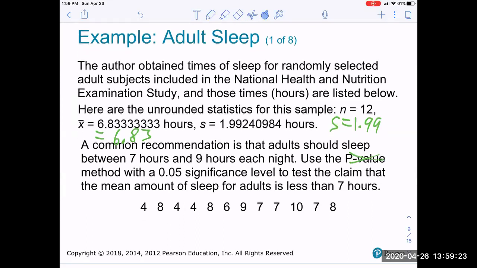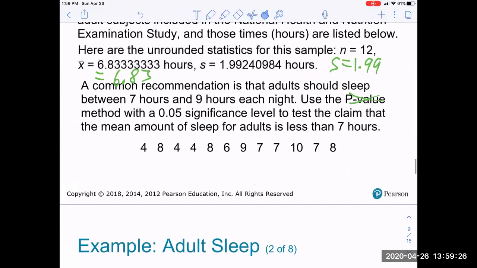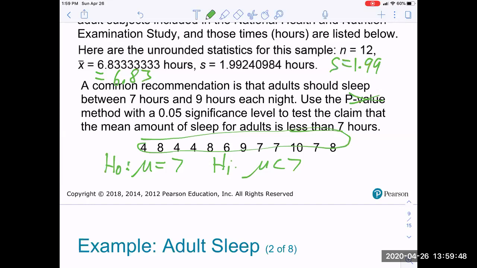Okay, first thing I'll do is this. Right from there, I've got my hypotheses, less than. So my null, mu is equal to 7. The alternative, mu is less than 7. Now, one thing that you should notice is n is 12. So this is not greater than 30. Doesn't say anything about normal population. So we'll test the normality.